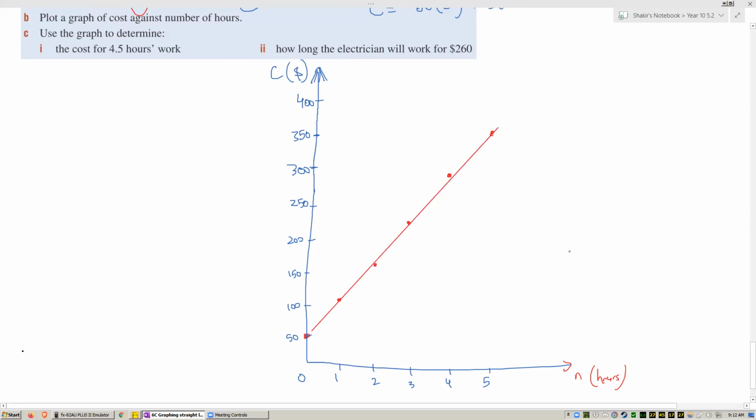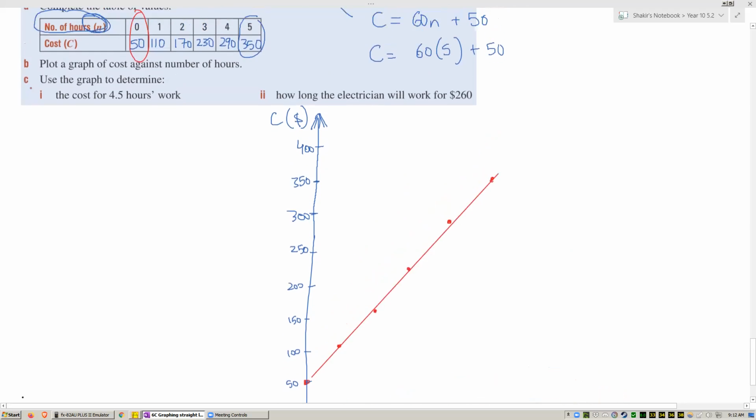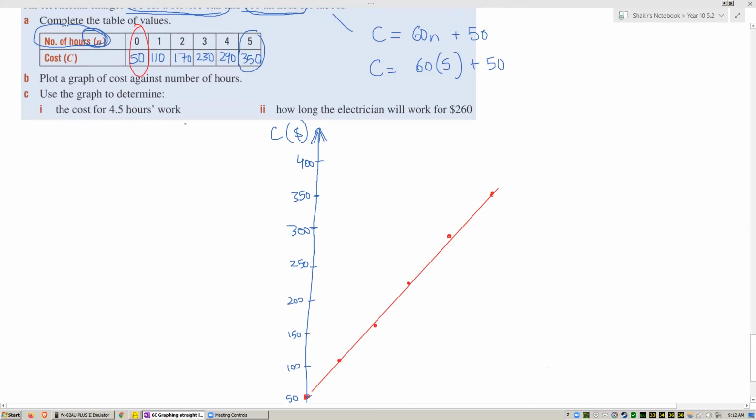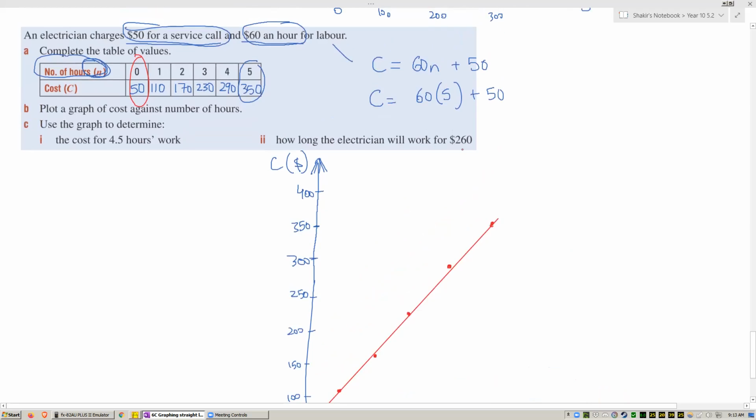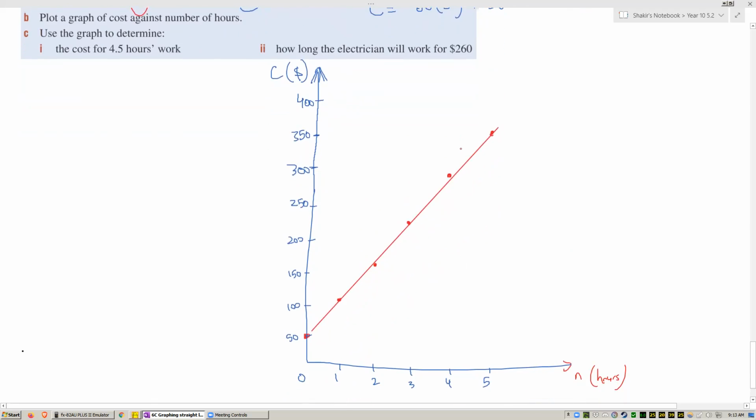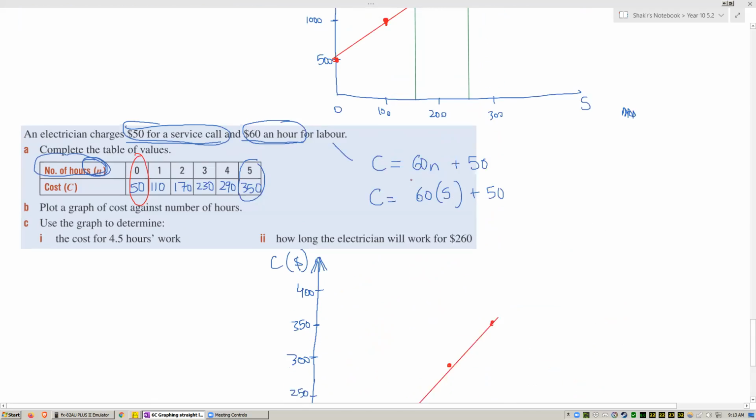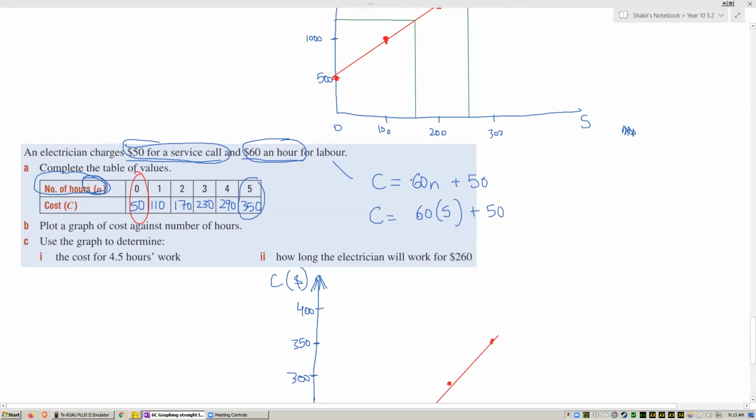Like that. All right, and use the graph to determine the cost of 4.5 hours work and how long the electrician worked for $26. Look, this is basically the same as what we did yesterday. I'm going to stop there. I don't want to make the video too long. I'm sure you can do these. So just get started with the work, do the questions as marked in the textbook, and best of luck.